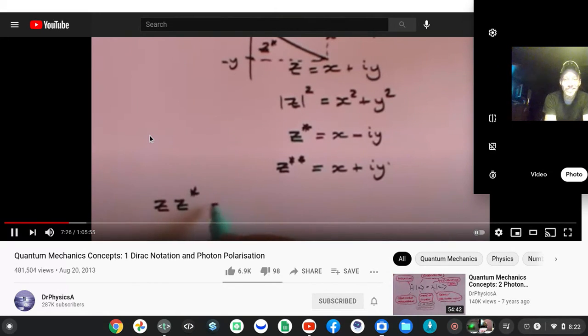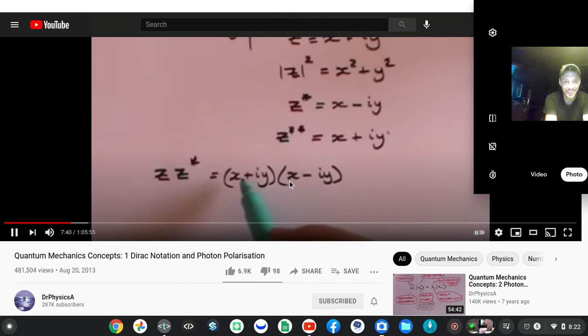But I want to draw your attention to something rather interesting, which is that if you multiply z by its complex conjugate, you're going to get x plus iy multiplied by its complex conjugate, x minus iy. And what you're going to get there is x squared.